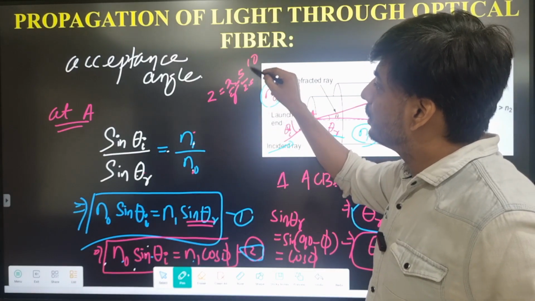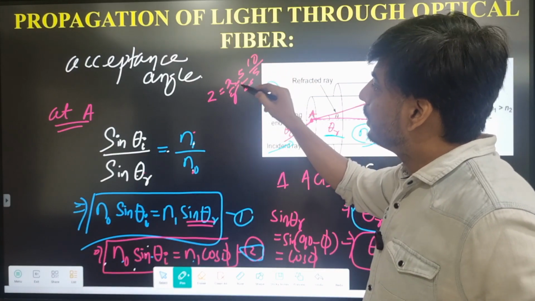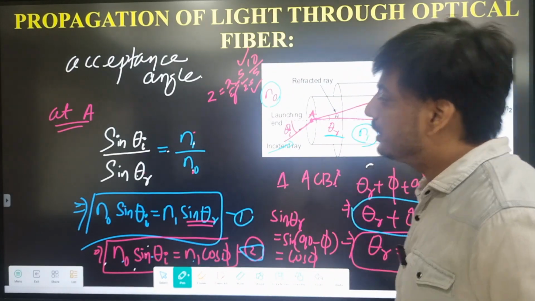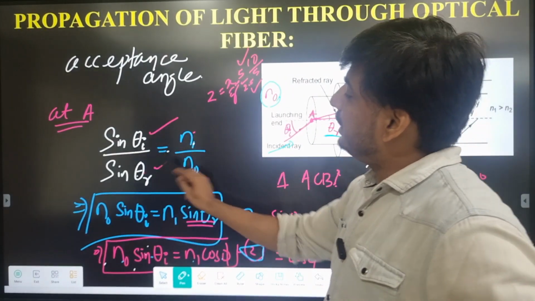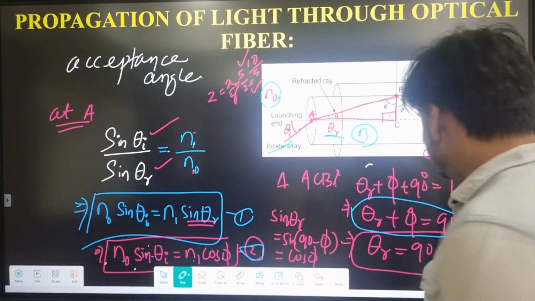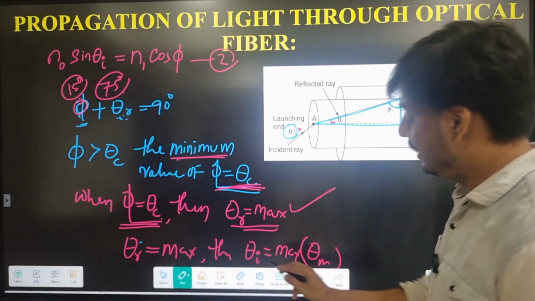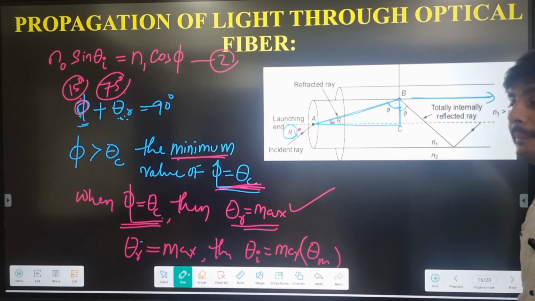If x equals 10, this must be equal to 5. So if the x value increases, the y value increases: directly proportional. So theta i and theta r are both directly proportional to each other. So if theta r is maximum, then theta i must be maximum.